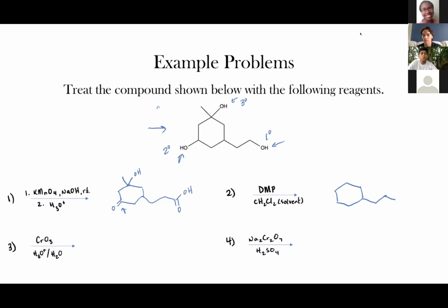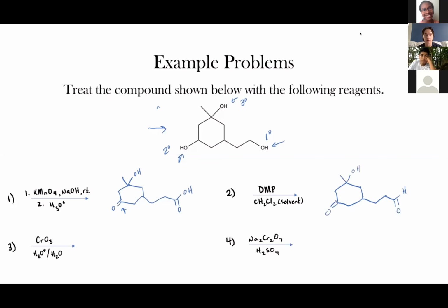It would turn into an aldehyde. Good. So DMP is considered a weak oxidant. And how about our secondary alcohol? A ketone. Good. And then our tertiary alcohol, again, is unreactive.